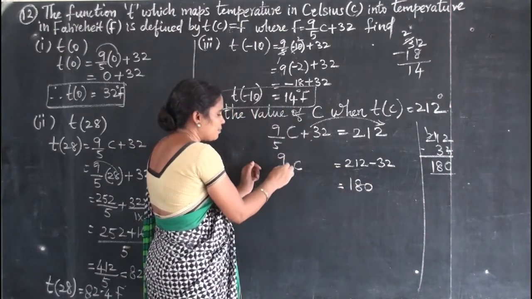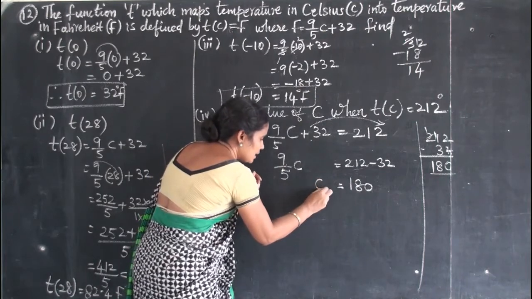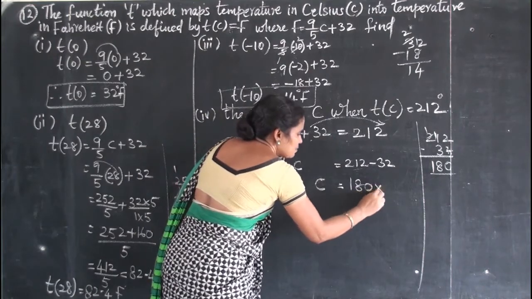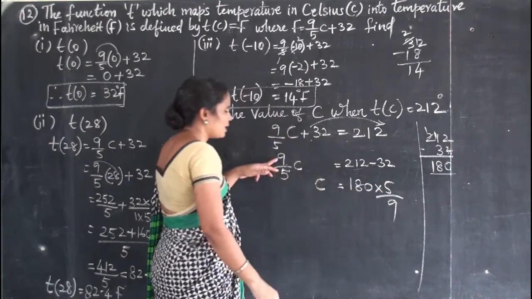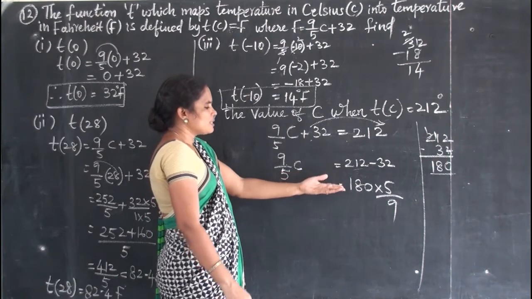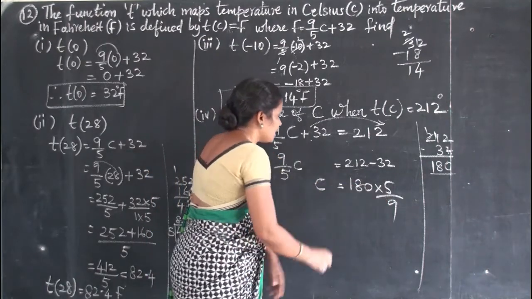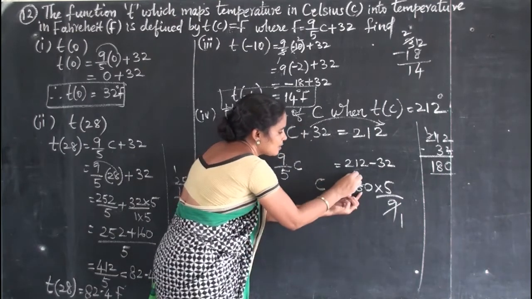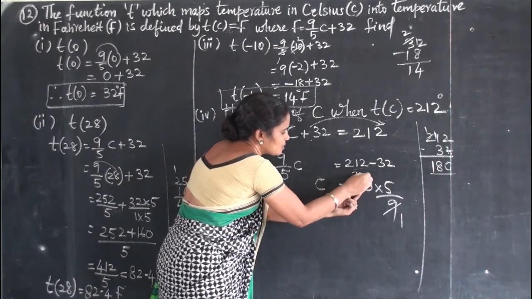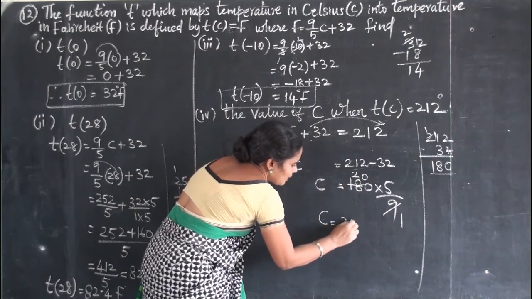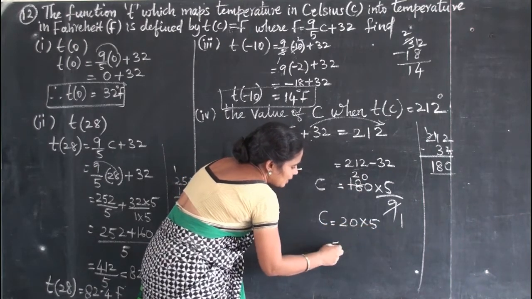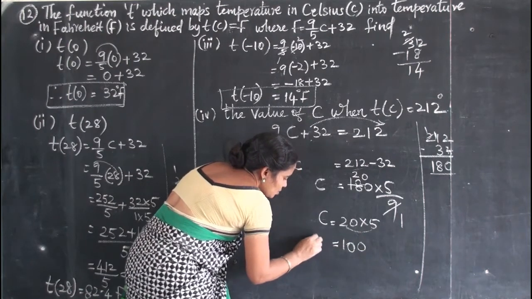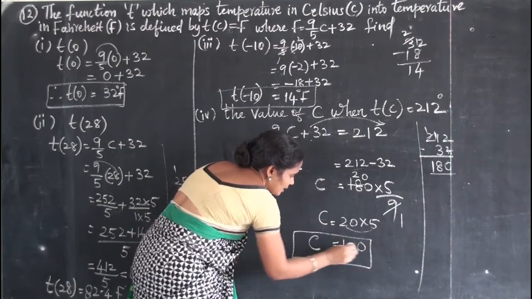And having this 9 by 5 into C, have the C alone here. 9 by 5, while it goes to the right side, it becomes 5 by 9. Reciprocal of 9 by 5, while it moves there, it goes as 5 by 9. Here it is very easy, 9 ones are 9, 9 twos are 18, and this remaining 0. So C is equal to 20 into 5. What is 20 into 5? 5 zeros are 0, 5 twos are 10. So Celsius C is equal to 100 degrees.